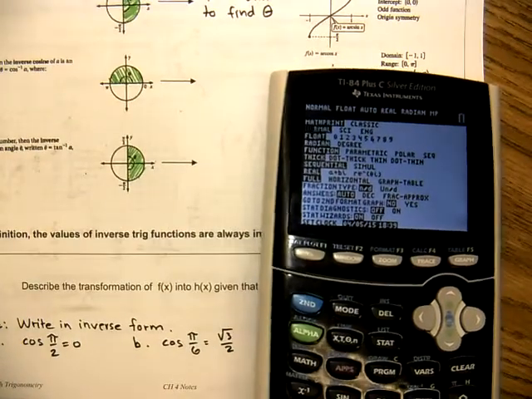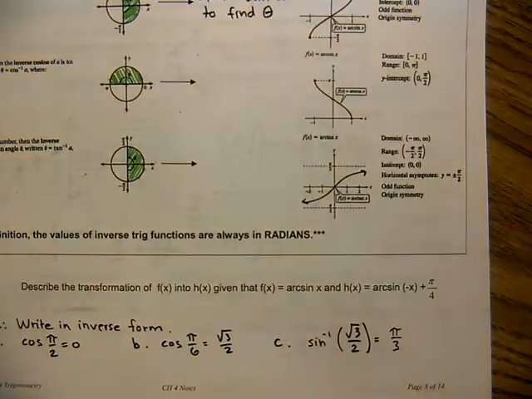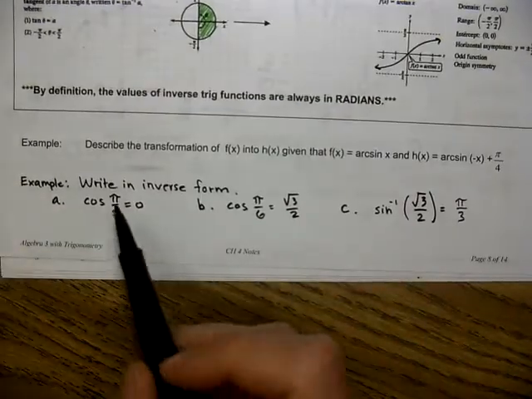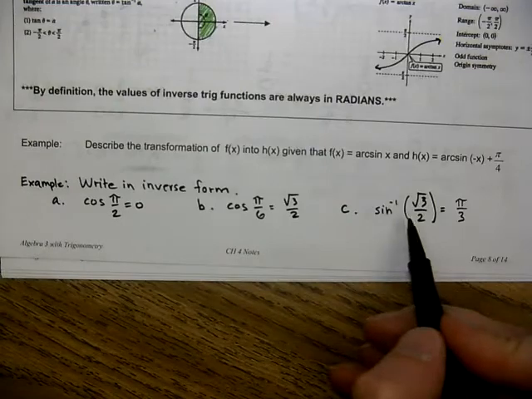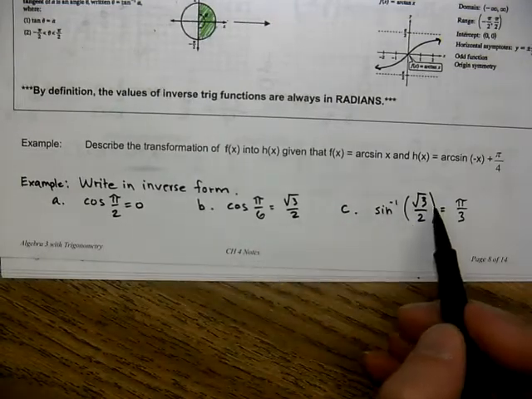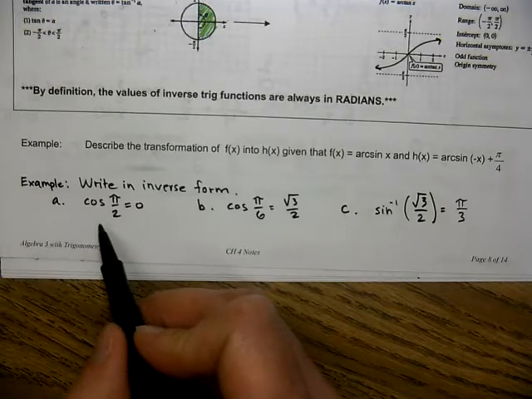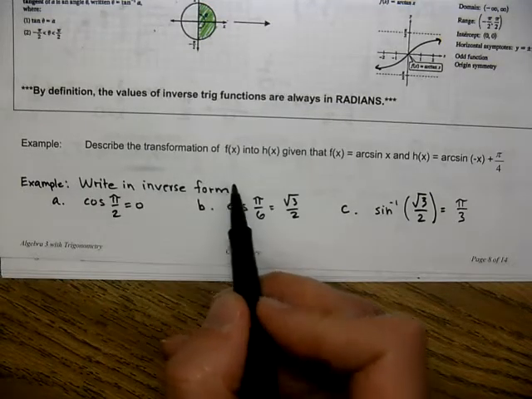Most of the time we're going to try and use the unit circle, but occasionally we end up using the calculator, and that has to be in radian mode. So the first thing we're going to do is practice writing this in inverse form. These examples are not on the printed note packet that you may have. I added these in later. So if you don't have them, here they are. We'll take a look at these three. Let's write in inverse form.